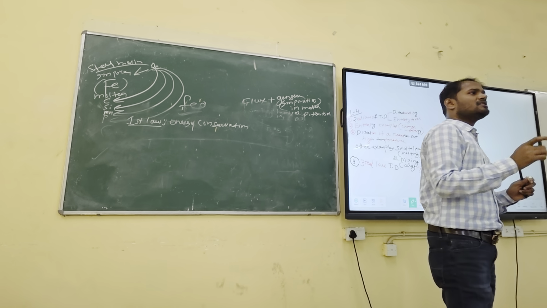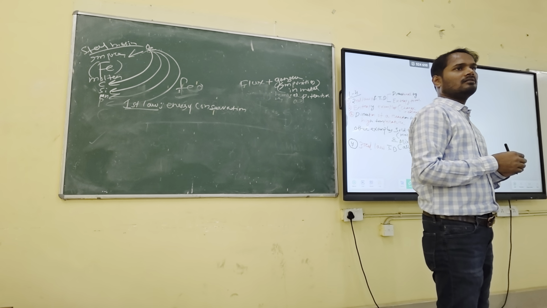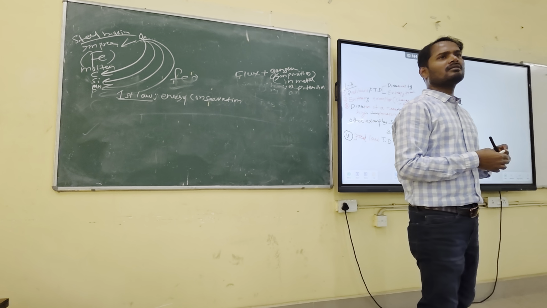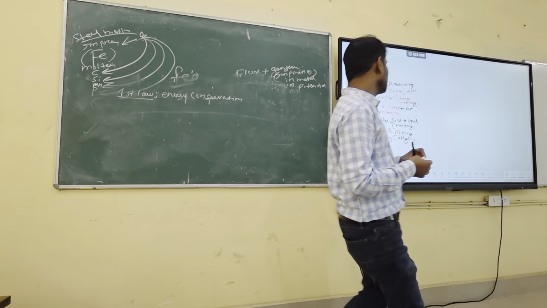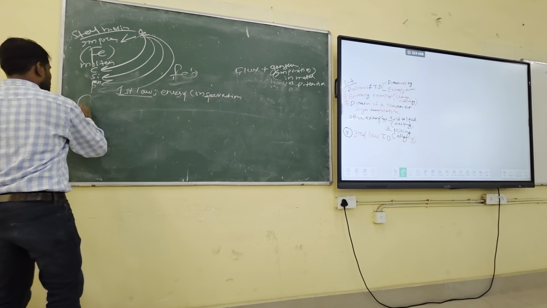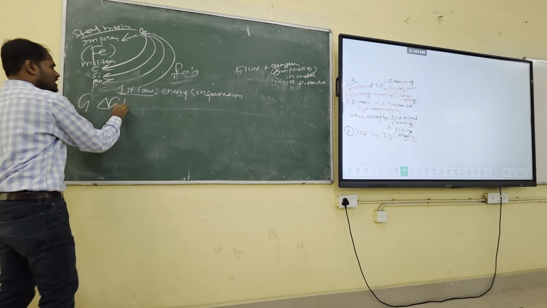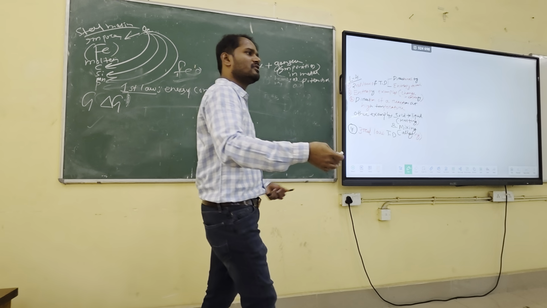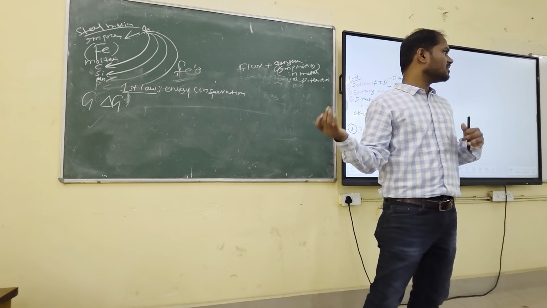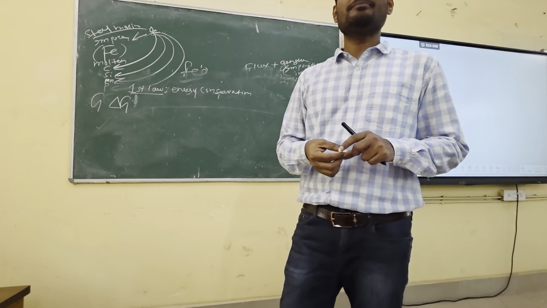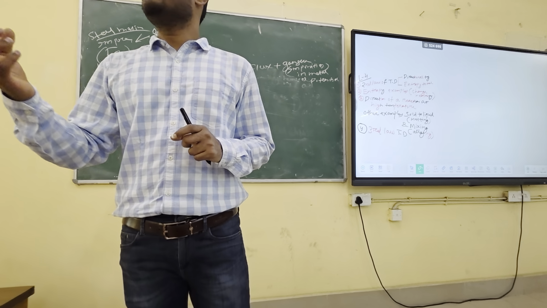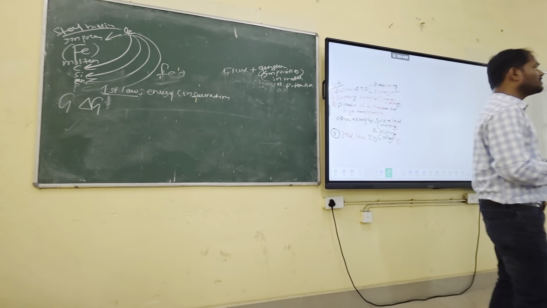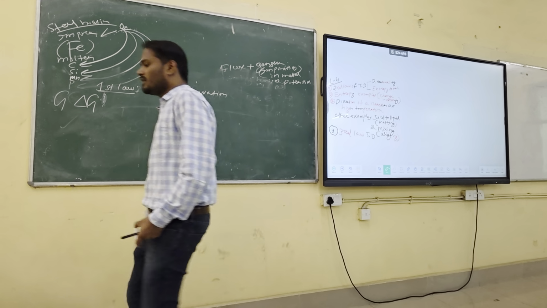Free energy is denoted by G. That is actually called Gibbs free energy. And delta G means change in free energy. G and delta G. This is free energy, or some people call it Gibbs free energy, because there was a scientist, Gibbs, who discovered this term and concept. You may have heard about Gibbs. Anyway, we will not go into that now.